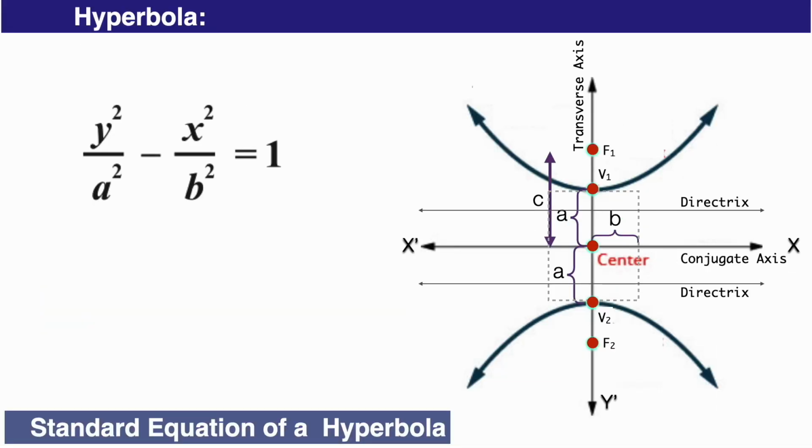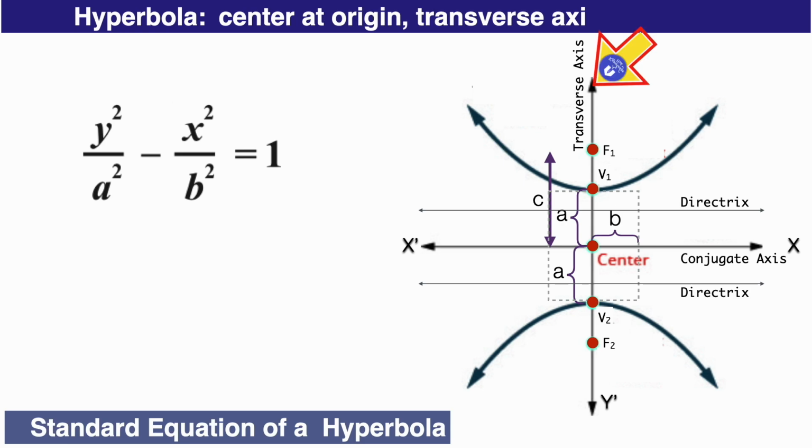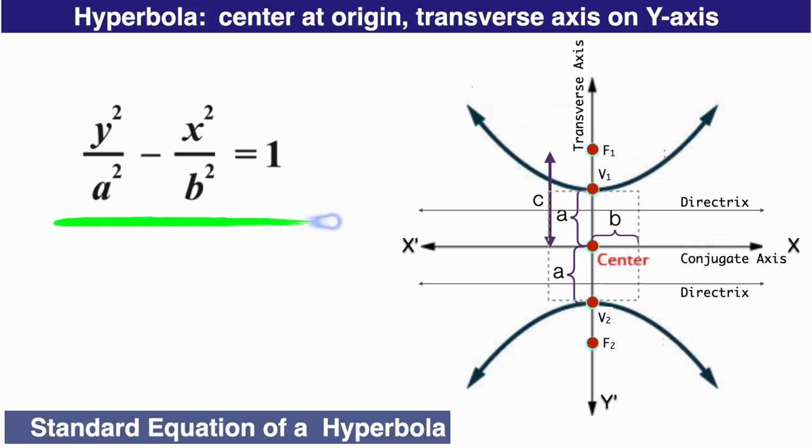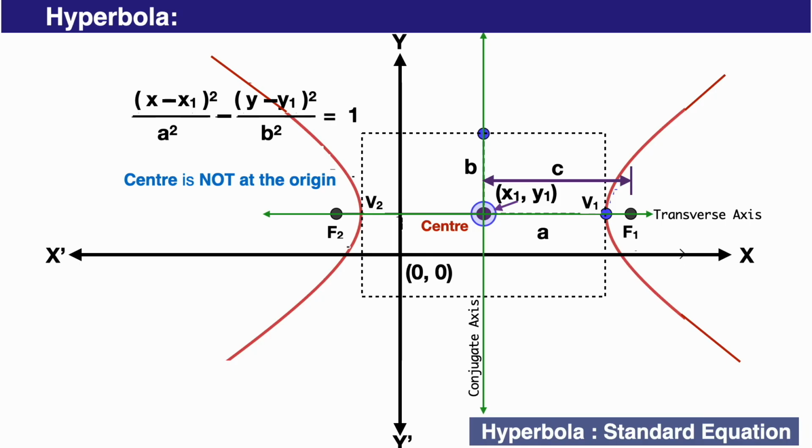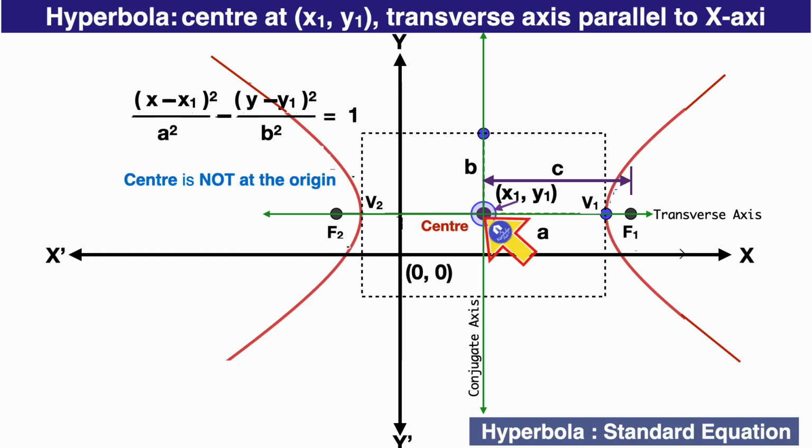When the hyperbola changes its orientation so that the center is at the origin but the transverse axis is along the y-axis, the equation of the hyperbola becomes y²/a² − x²/b² = 1. The Pythagorean relationship among a, b and c remains the same. The standard equation of the hyperbola becomes (x − x1)²/a² − (y − y1)²/b² = 1 when the center is at the coordinate (x1, y1) and the transverse axis is parallel to the x-axis. Here also the Pythagorean relationship among a, b and c remains the same.